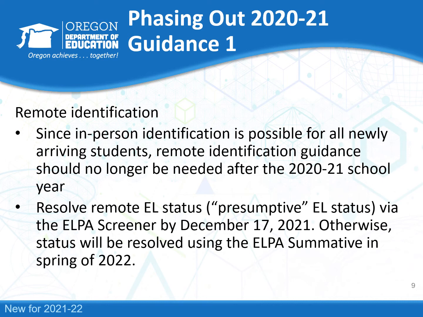However, some students may have unresolved presumptive EL status from the 2020-21 school year. If possible, districts should resolve these students' EL status through the use of the ELPA screener prior to December 17, 2021, which is also the end of the unique screening window. Students whose EL status is not resolved by this date will participate in the 2022 ELPA summative testing. Their ELPA summative result will determine their final EL status going forward.